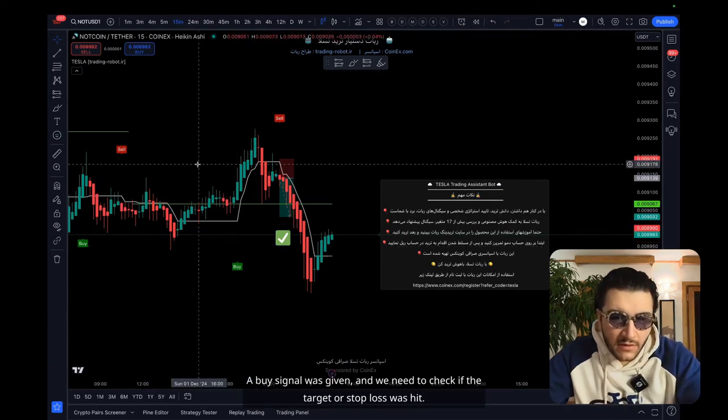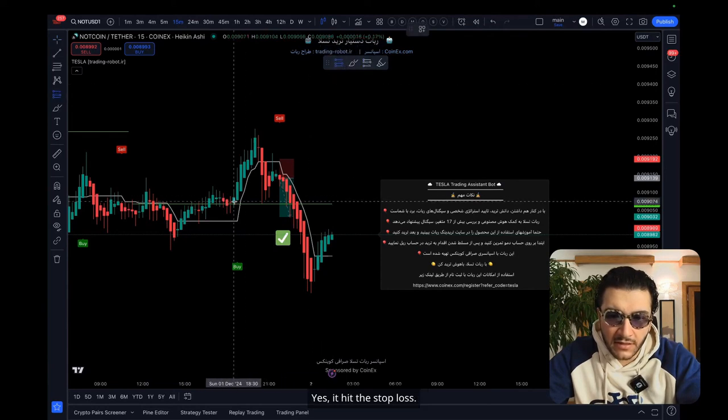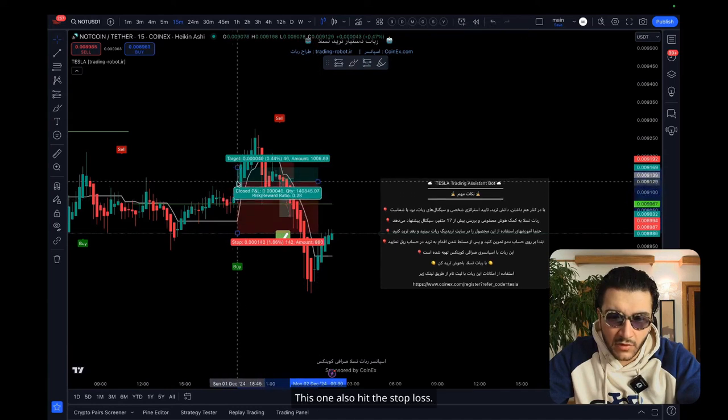A buy signal was given, and we need to check if the target or stop loss was hit. Sorry, the stop loss was hit. Yes, it hit the stop loss. I've taken a hit of about 135. We keep trading until we get the hang of it. This one also hit the stop loss.